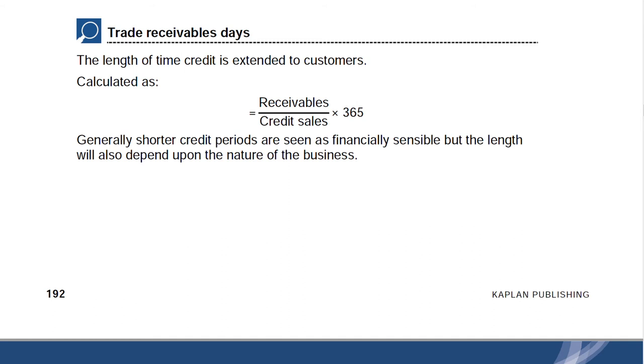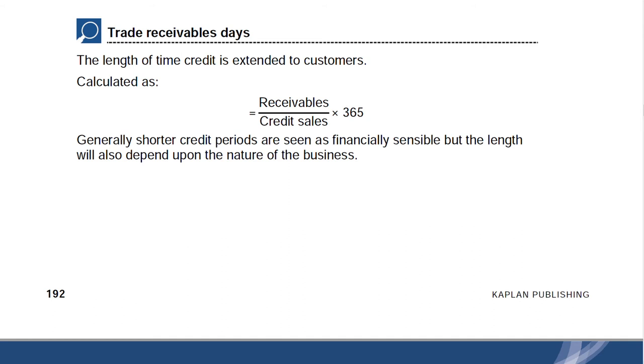So receivable divided by credit sales, don't take total sales. Why? Because some of the sales are in cash. If it's a cash sale, you are in danger. Why? Because with cash sales, when the sale is happening, the customer is paying you the cash. So there's no receivable. It's closed down. Receivable only comes when your sales are on credit and your customer has yet to pay you. That's why only credit sales.